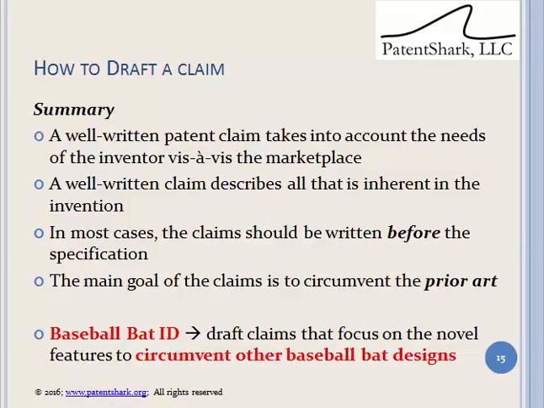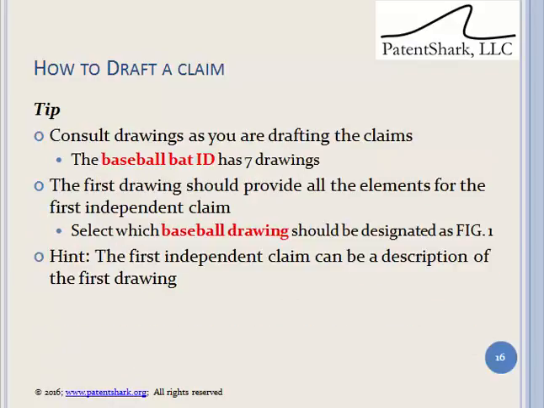Let's talk about a few more tips. Consult drawings as you are drafting the claims. As you note, the baseball bat ID provided by the inventor had 7 drawings. Now, the first drawing should provide all the elements for the first independent claim. That's just a general rule of thumb. So select which baseball bat drawing you should designate as Figure 1. Here's a hint. The first independent claim can be a description of the first drawing.